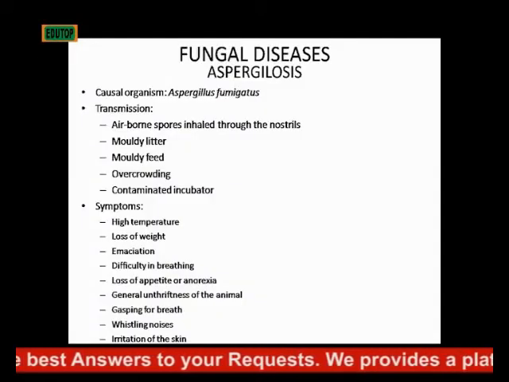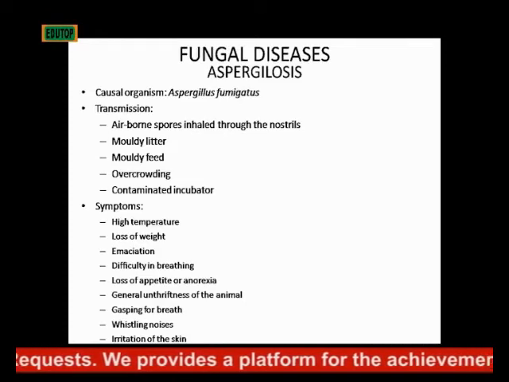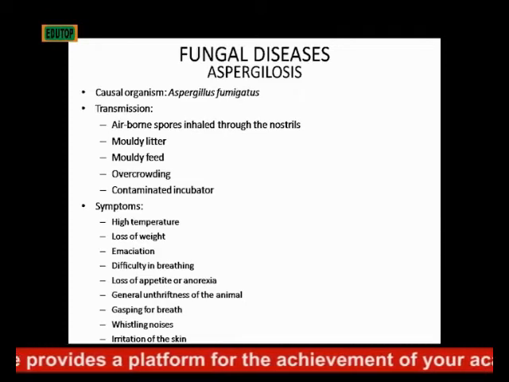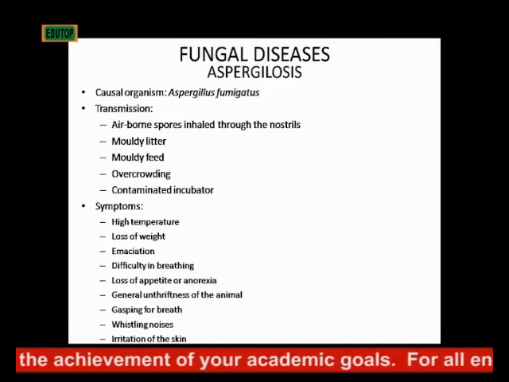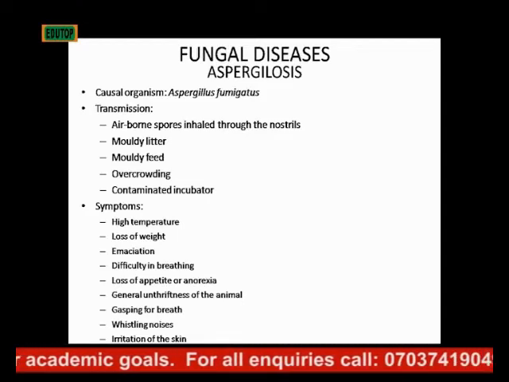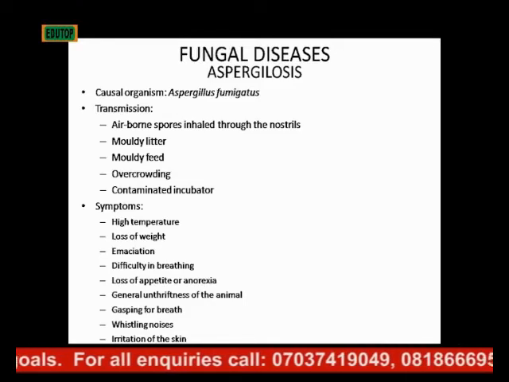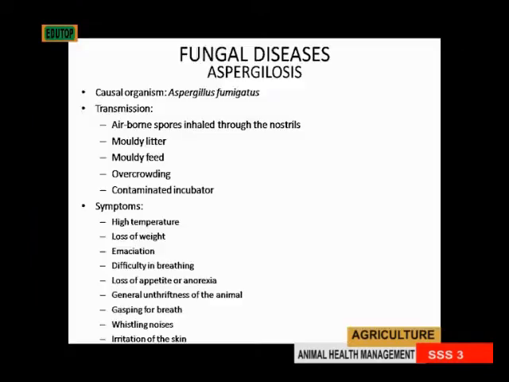Now to fungal diseases. The first fungal disease here is aspergillosis, and it's caused by an organism called Aspergillus fumigatus. The mode of transmission is by airborne spores inhaled through the nostrils. So this is a serious kind of disease because the animal has to breathe, and if the spores are already in the air, the animal breathing them in will be infected with Aspergillus.